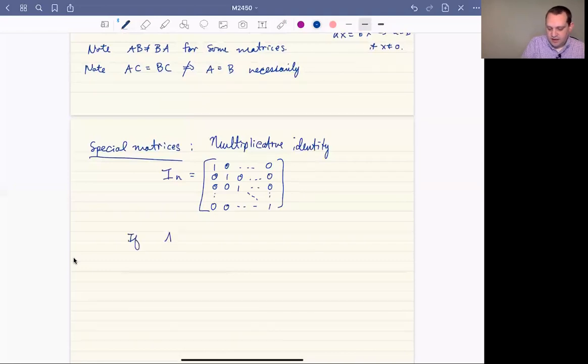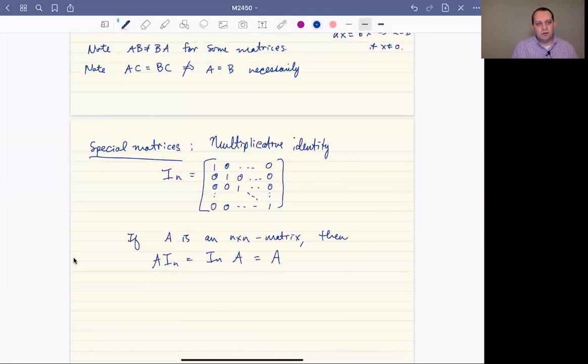And if A is an n by n matrix, then it turns out that when you multiply A by the identity, that's the same as multiplying the identity by A. And that's, of course, just A. The reason we call it the multiplicative identity is that it plays the role that 1 plays in the real numbers, so that when you multiply anything by 1, it stays the same. Likewise, if you multiply any matrix by the multiplicative identity, it stays the same. You get A. So that's the multiplicative identity, which we've talked about.